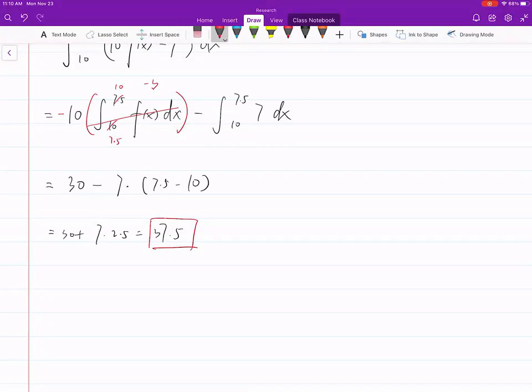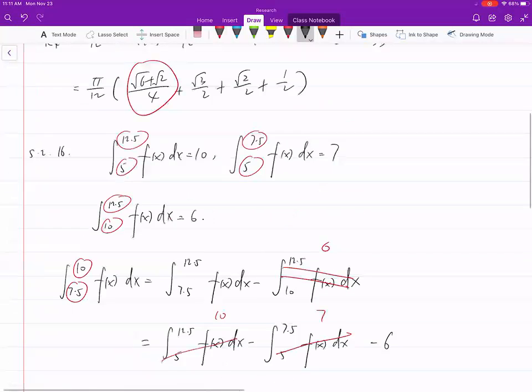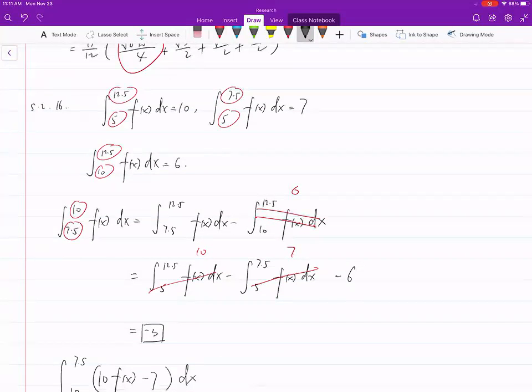Nick, 5.2, number 16. Okay, so it's going to be 37.5. Oh, sorry, 47. That would be number 16. So basically you play with the ending points and make sure that you have the ending points you want.